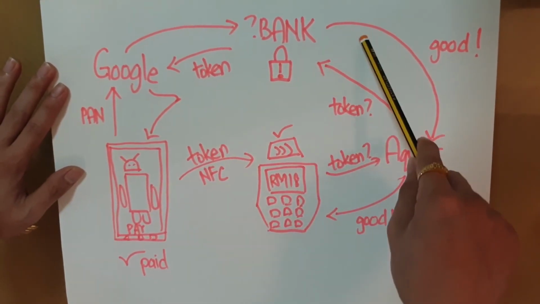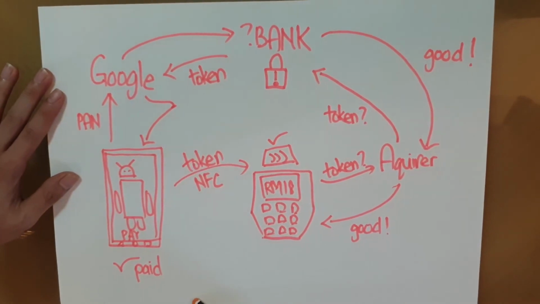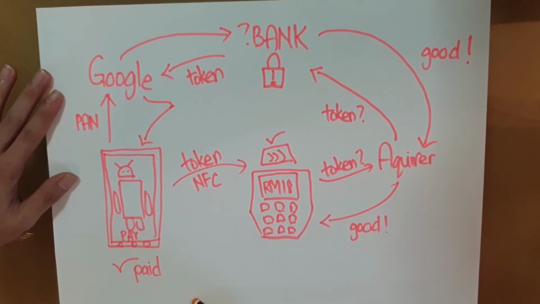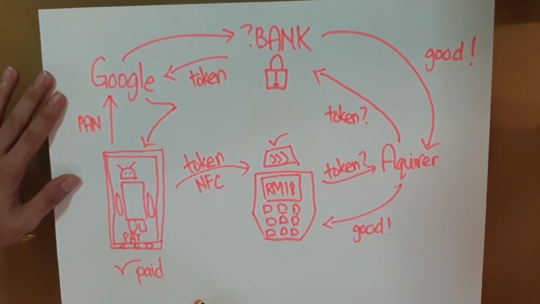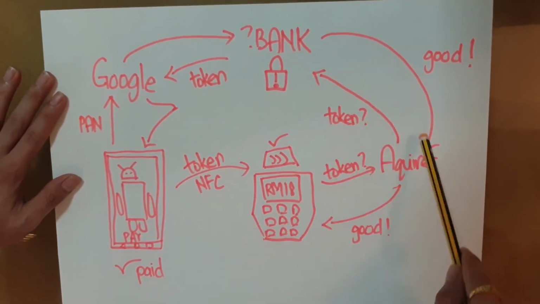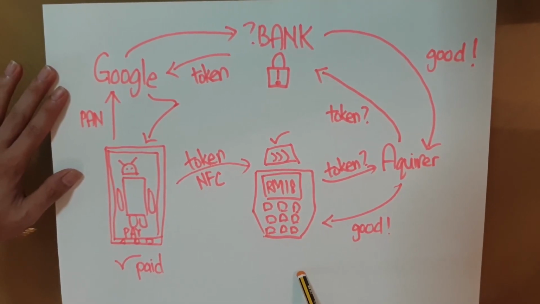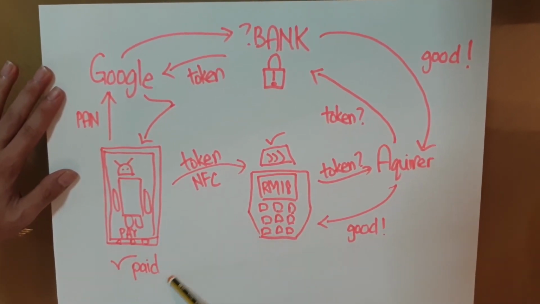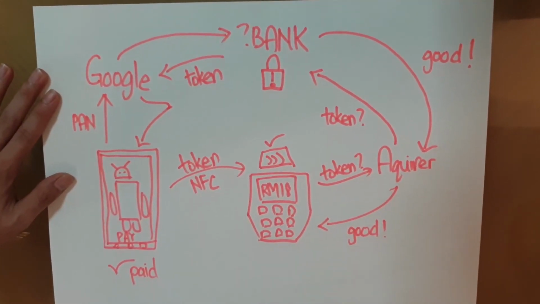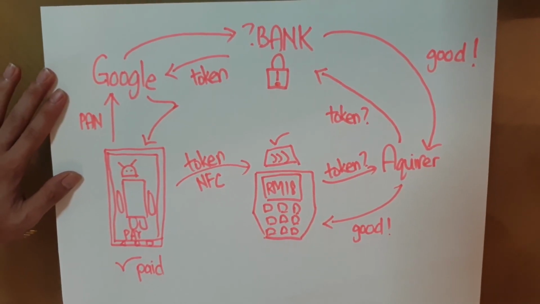The bank will look into its secure vault. This vault holds all the tokens and matches them up with the real PAN, or primary account number. If there is a match, the bank lets the acquirer know and the acquirer lets the terminal know. The terminal in turn finally lets your phone know. You will get a verification that the payment has gone through. At this point, your bank is free to charge your account and the merchant will never see your card number.